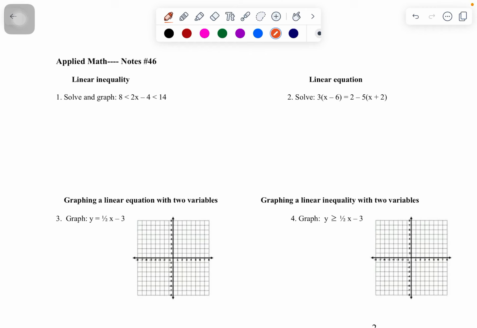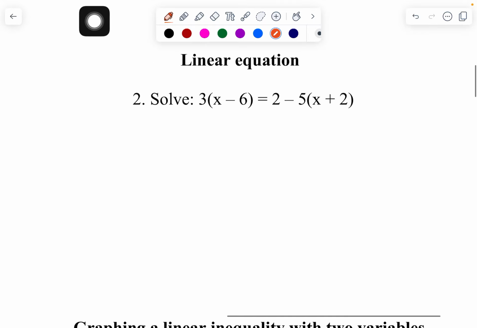All right, this is going to be the first video for Notes 46, and the first thing we're going to talk about is linear inequalities and linear equations. And I'm actually going to start with question number 2 here, all right? Linear equations. So this is an equation.